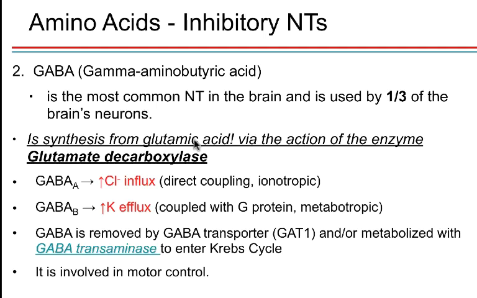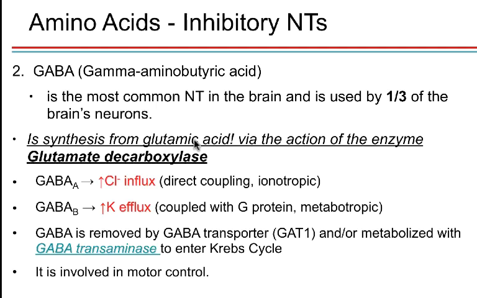When GABA A is stimulated, the channels open and chloride walks inside the cell. This is very similar to the function of glycine. However, when GABA B is stimulated, the result is opening of the potassium channel, which lets potassium leave the cell. The inside of the cell becomes more negative and causes inhibition.